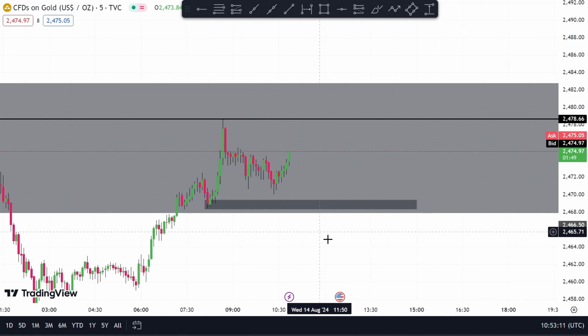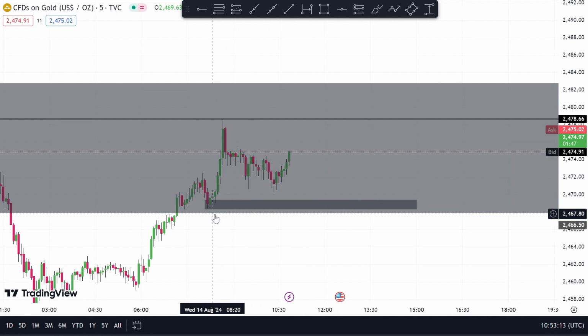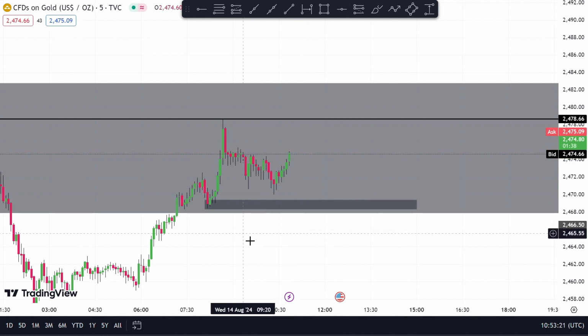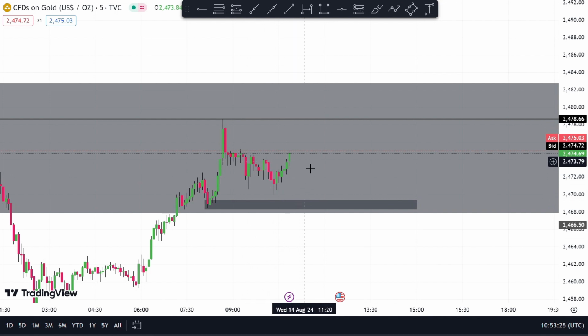So we are waiting for price to break past our demand zone right here. And when price breaks past it, we also take out our premium and discount. We wait for price to retrace to our discount, then we can look for our entry. At that point we can enter the trade immediately.